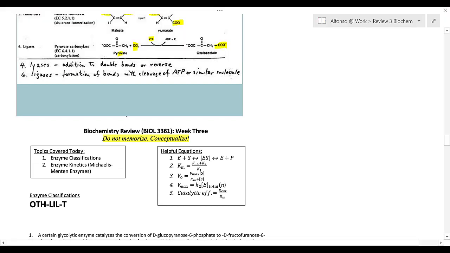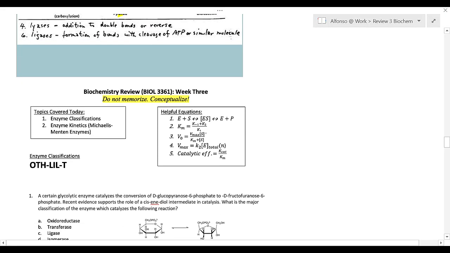So here are the enzyme classifications, and this is a little mnemonic that someone made, someone way smarter than me, and it is OFF-LIL-T. So O stands for oxidoreductases, and that's 1. T stands for transferases, which is 2. H stands for hydrolases, 3. L stands for lyases, which is 4. I stands for isomerases, 5. And the last L stands for ligases, 6. And that is 7.